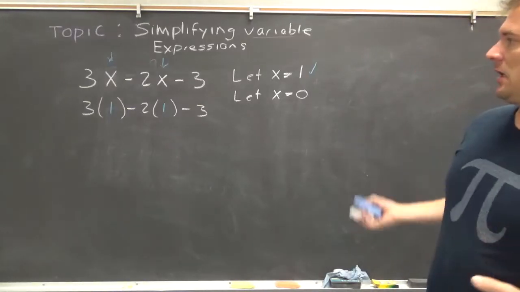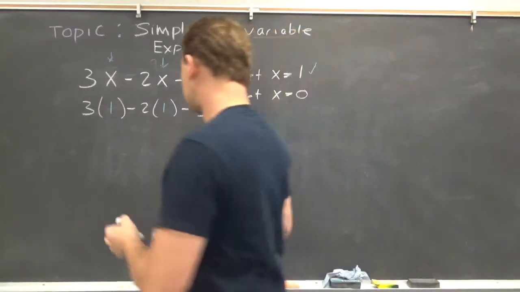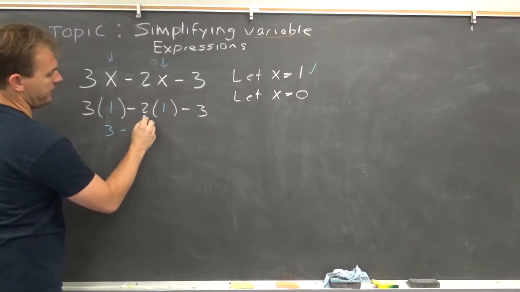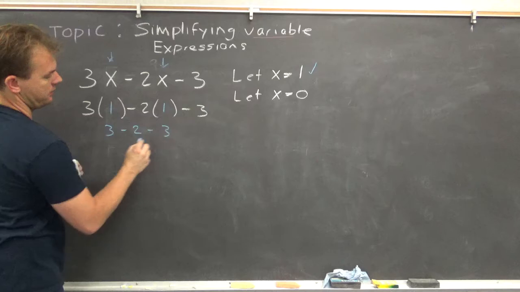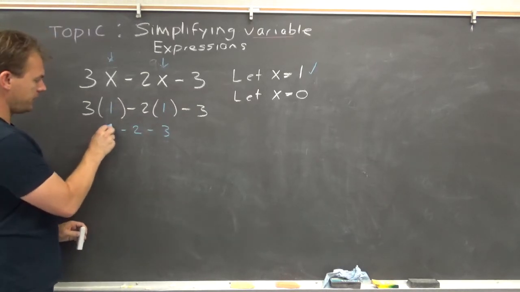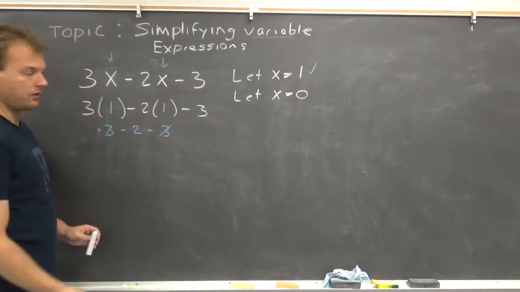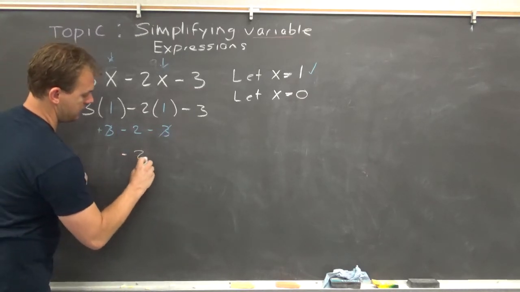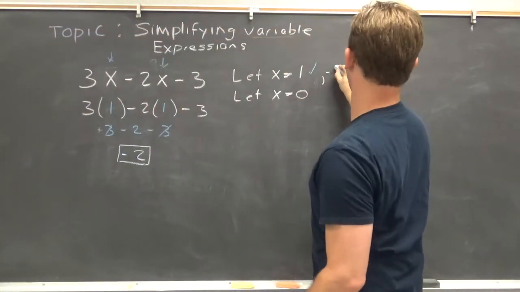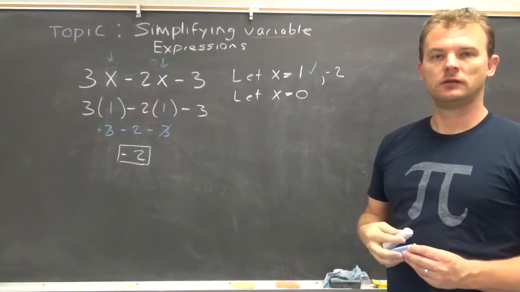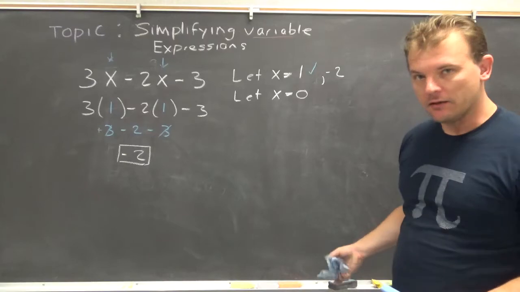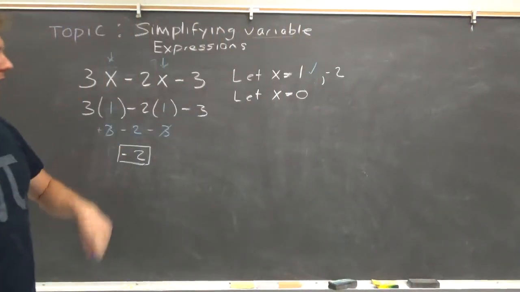So now you just do some multiplication. 3 times 1 is 3. Minus 2 minus 3. And just do some PEMDAS. Well, what's plus 3 minus 3? 0. So your answer is minus 2. And that's all you're doing. You're just taking some values and plugging them in.